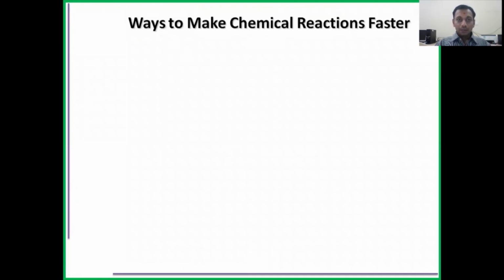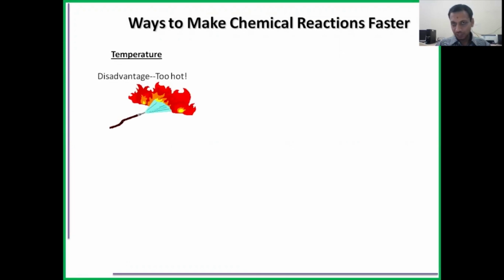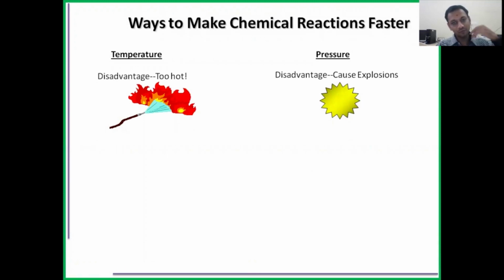There are many ways to make a chemical reaction faster. You can talk about temperature. By increasing the temperature, you can enhance the reaction rate, and ultimately you can get the results faster. Pressure is also a very important factor, like temperature. But the disadvantage of temperature is that it can be too hot. Sometimes we need a very high temperature under pressure, and pressure also has the disadvantage of explosion, as we have heard of many cases of explosion.